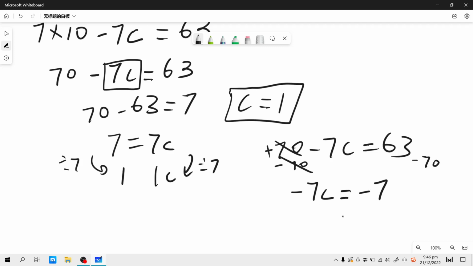So how do you solve this question? Easy peasy. You can cancel out the negative sign, because you have a negative sign here. You can plus it to become a positive. If you plus it here, you must plus it here, so it becomes a positive 7. So a positive 7c equals a positive 7. So it again leads us to here. So c equals 1.